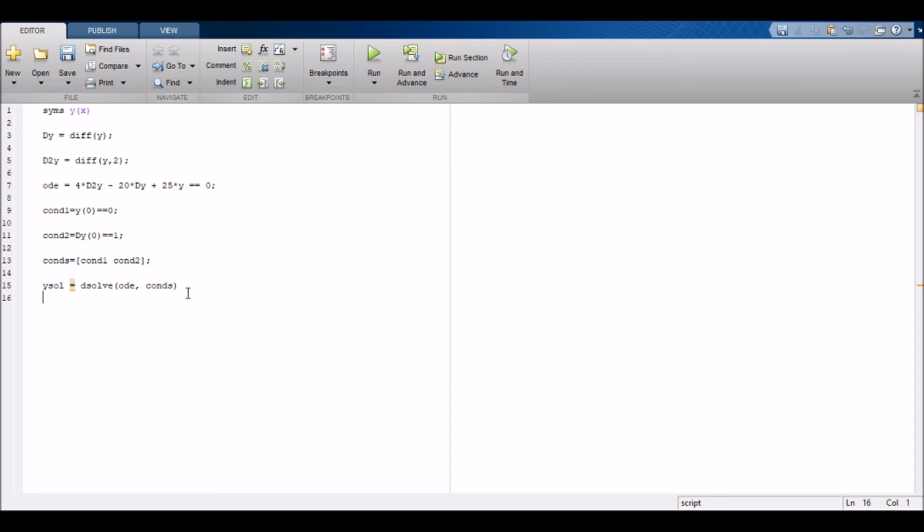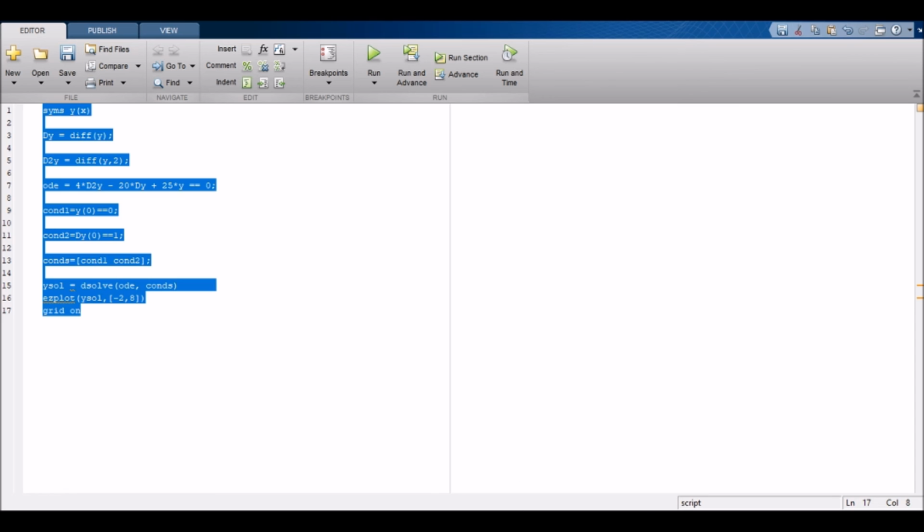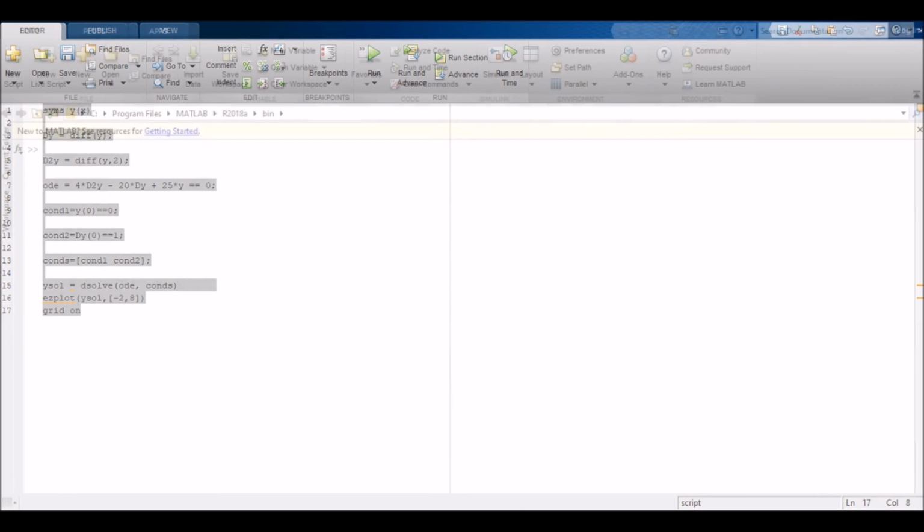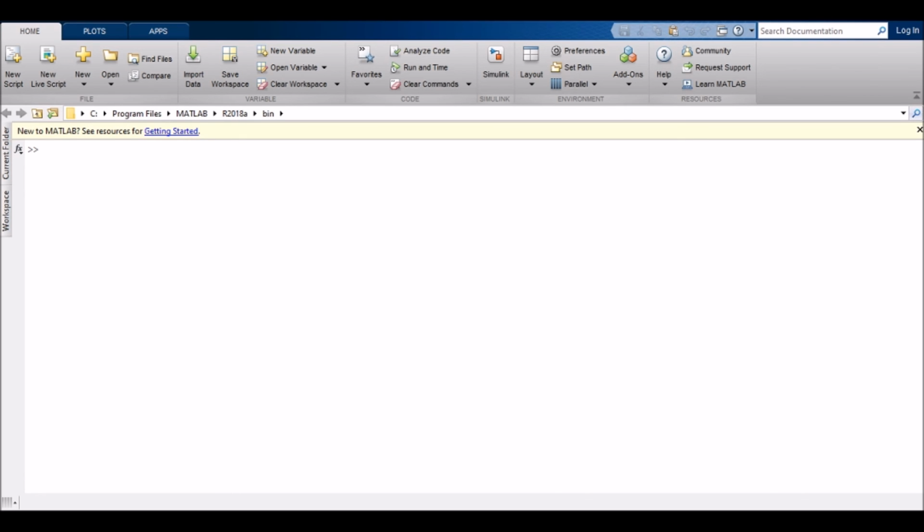Then we find out the solution. Up to this, then we plot the graph, ezplot in bracket y solution, comma, if condition is there, then we add the condition -2 to 8, and bracket complete. Lastly, we write down grid on. Now we will run this program and find out the solution of the given ordinary differential equation.